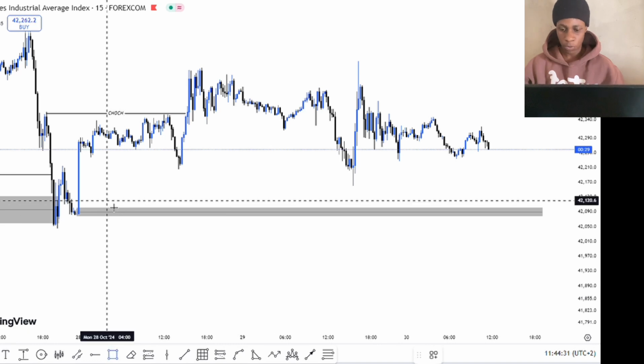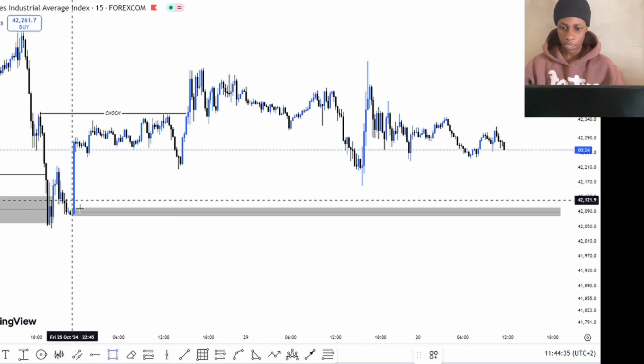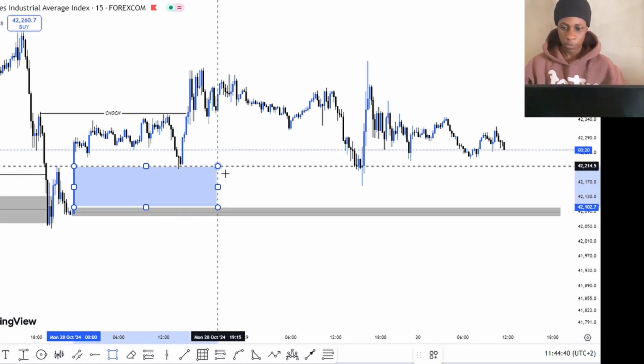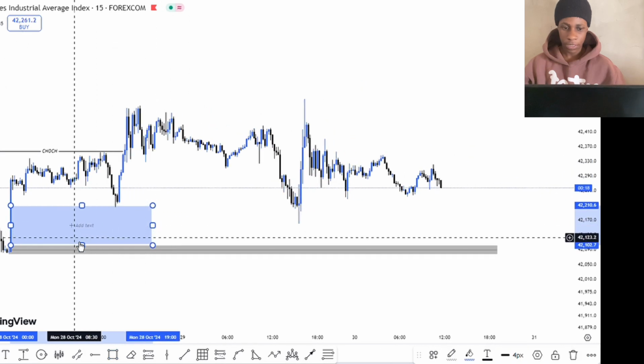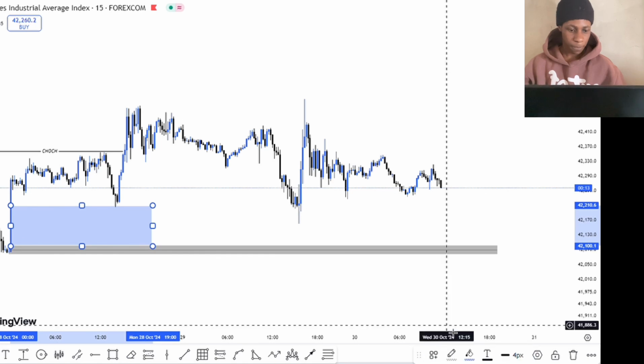So since we have this structure right here, we know that the trend has changed. So now as to how we make our entries, we are going to allocate a value gap which needs to be filled, which is this area right here.